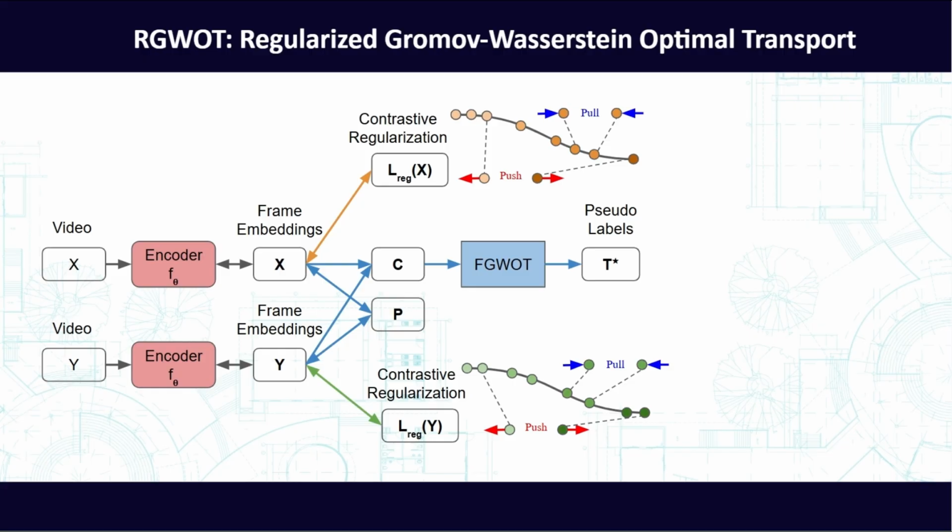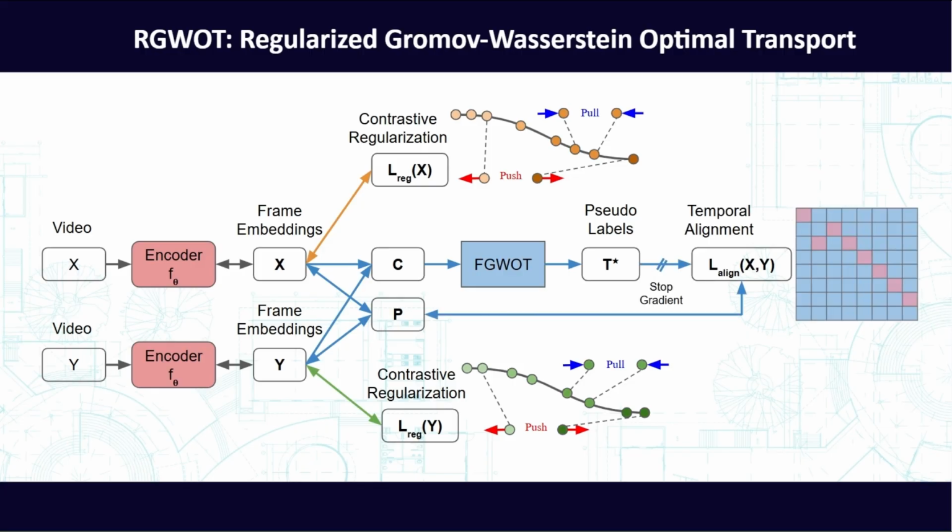This matrix serves as pseudo-labels, indicating which frames correspond across the two videos. These pseudo-labels serve as supervision signals for training the shared encoder. We optimize the encoder parameters by minimizing a cross-entropy loss between the normalized similarity matrix P, computed from the frame embeddings, and the pseudo-labels T star, generated by FGWOT. In the end, the model learns to align complex unsegmented procedural videos without annotations, producing clear alignment structures as visualized by the diagonal-like transport matrix on the right.